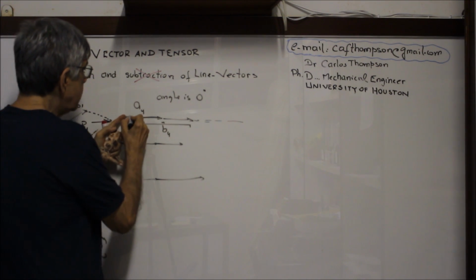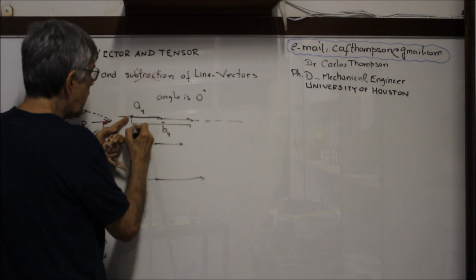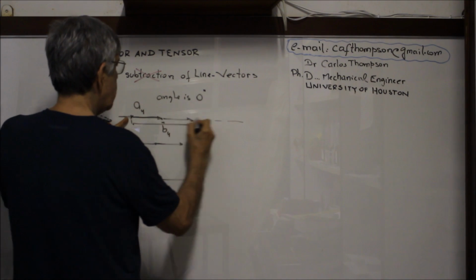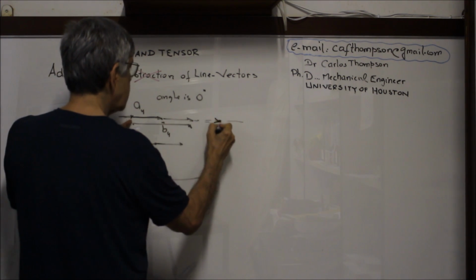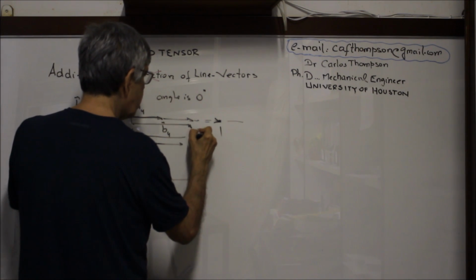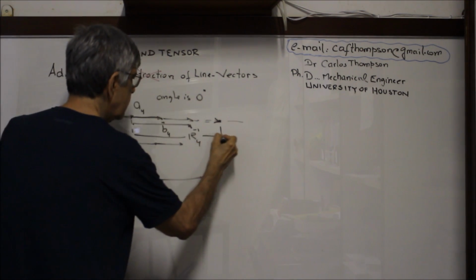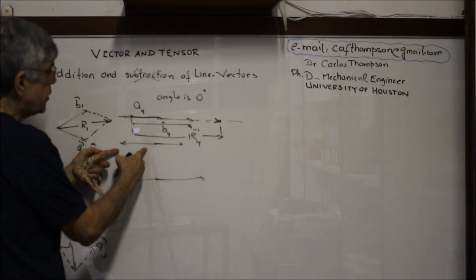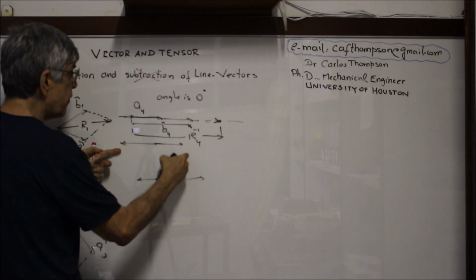Here we add this vector plus this vector. The resultant will be like this, so this is resultant R4. That's the resultant.